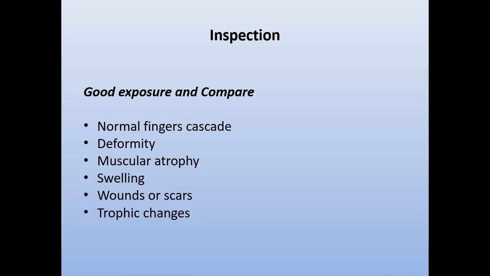You should see the fingers cascade. This fingers cascade is there in the next slide that we'll see. See if any deformities are there. See if there is any muscle atrophy, swelling, and scars. And also you should see for sinuses if there's any infection. Also see for trophic changes. Now trophic changes are when you have something like loss of hair, shiny skin, loss of the nail pigmentation. All these things should be checked for trophic changes that can be seen in either leprosy or diabetes or peripheral neuropathy. So do check these trophic changes.